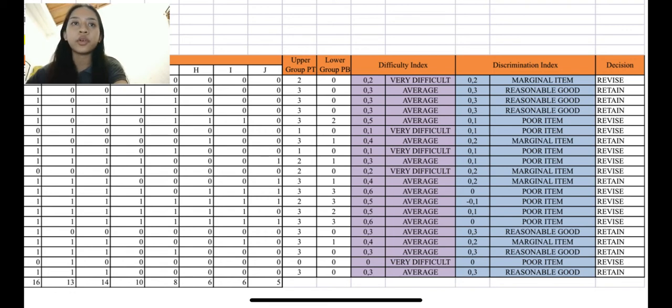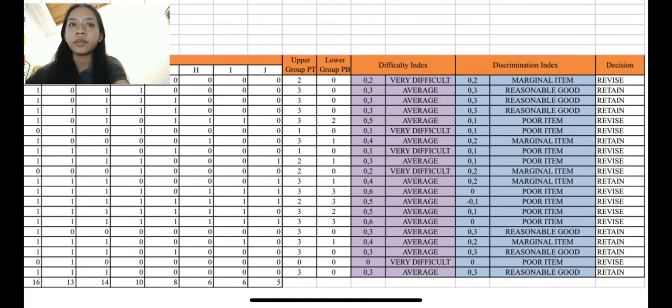It is the same thing for item number 9, but the difficulty index is average because some of the students answer it correctly, but we still need to revise it because it is a poor item. And the next one is item number 10. It is included to be very difficult. For the difficulty index, it is 0.2, and the discrimination index is 0.2. It is included to be a marginal item and it needs to be revised.